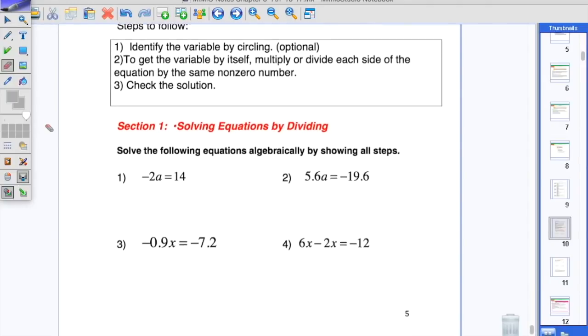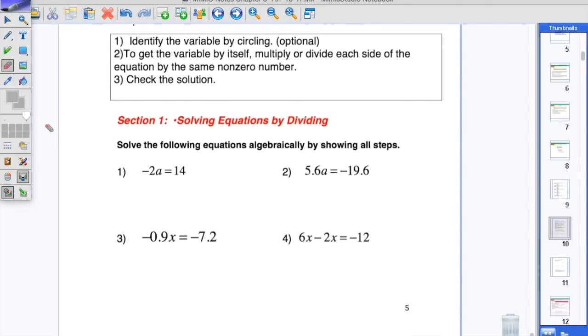So our first section is solving equations by dividing. Solve the following equations algebraically by showing all steps. So we're not doing these mentally, we're showing all our steps. Number 1 says negative 2a is equal to 14. We want to find out what a is. The negative 2 touching the a means multiplication. So to undo multiplication, you're going to divide by the number that's attached to the a, the same number. So that would be negative 2.